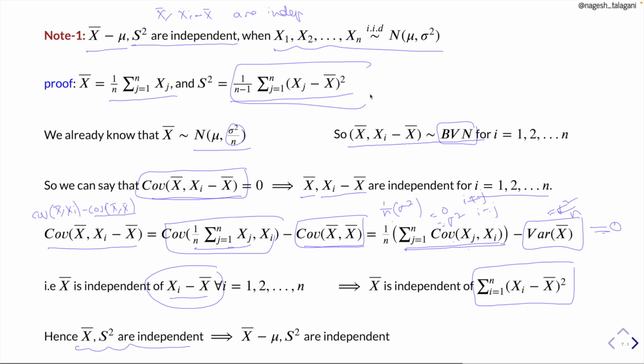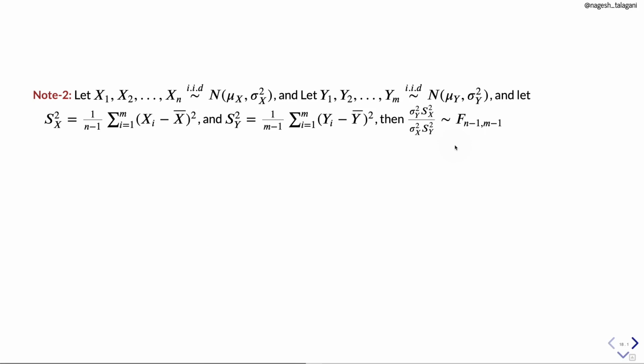S square equal to 1 by n minus 1 summation j equal to 1 to n xj minus x bar whole square. So we can say x bar minus mu and s square are also independent, because x bar comma s square are independent means simply x bar minus mu and s square also should be independent. Fine. Okay.